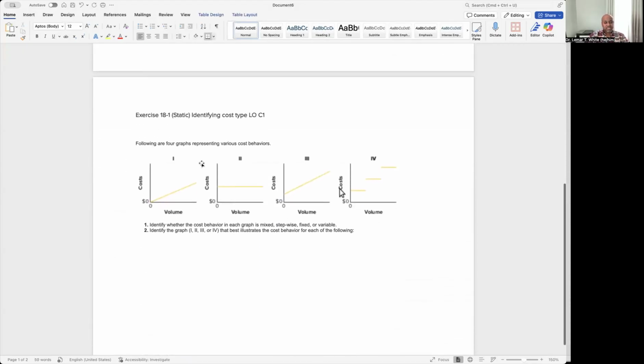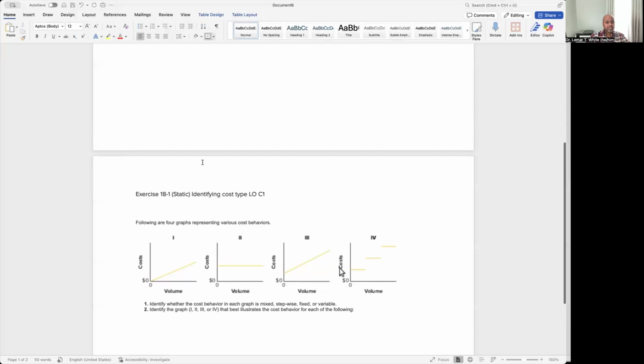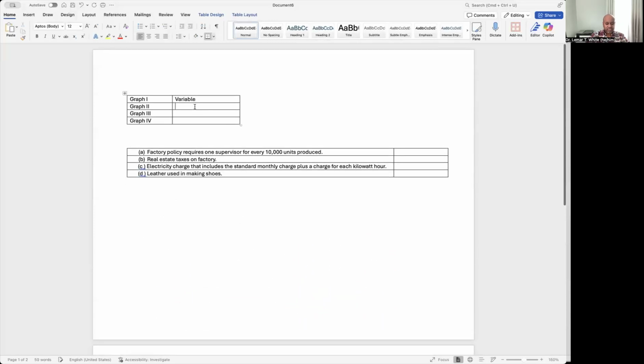Graph 2 now is fixed because no matter what the volume is, the cost remains the same. Okay, you have a horizontal line. So this is fixed.